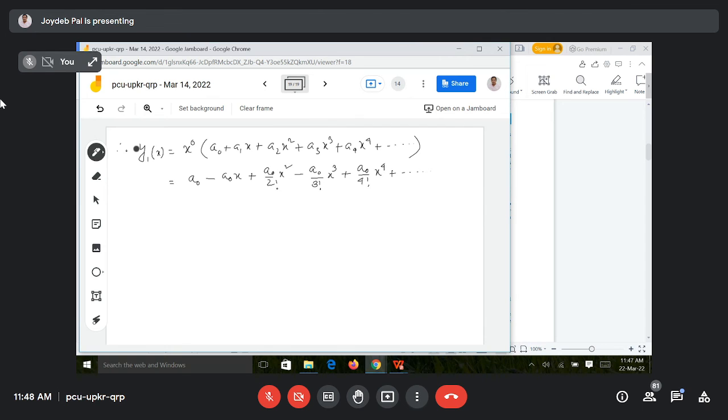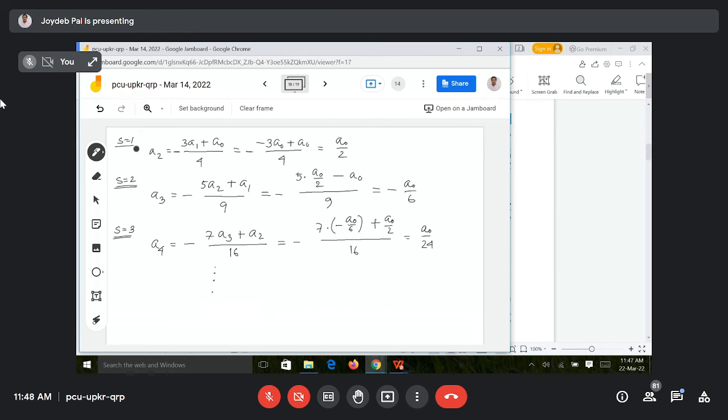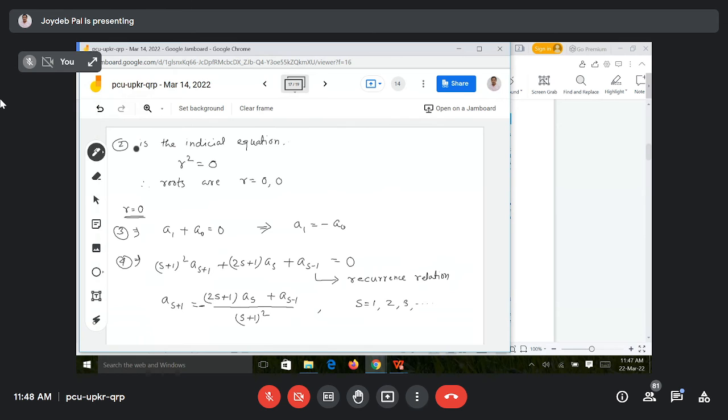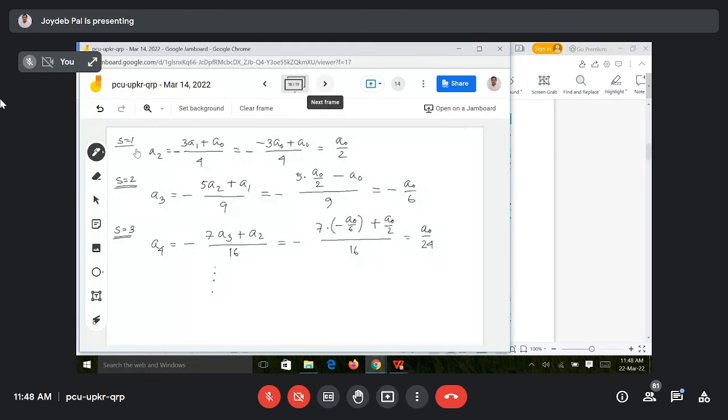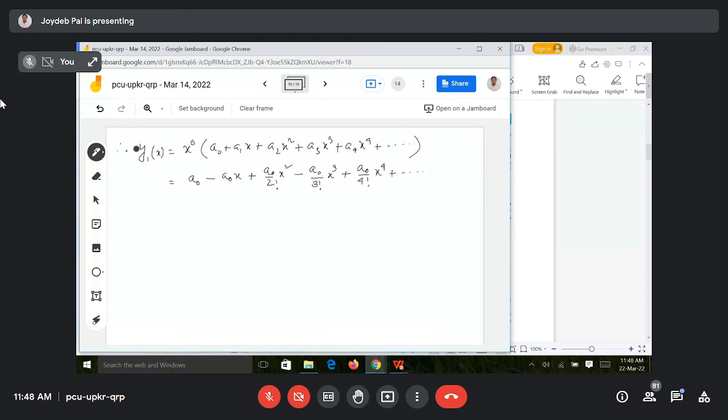Is it clear to you? So what happened in the second step? I have put these values of a1, a2, a3, a4.